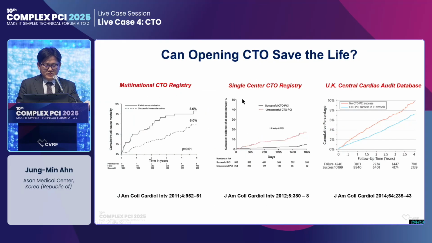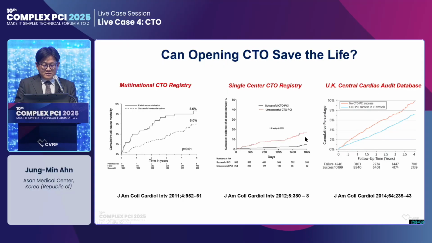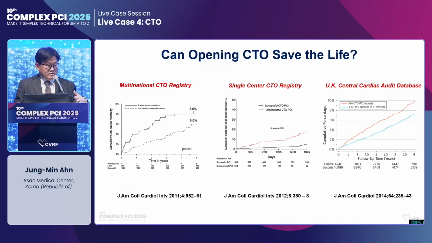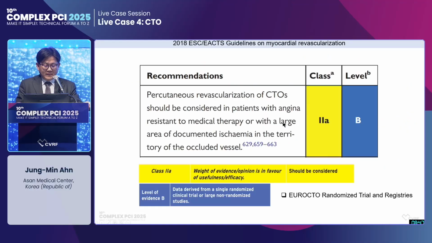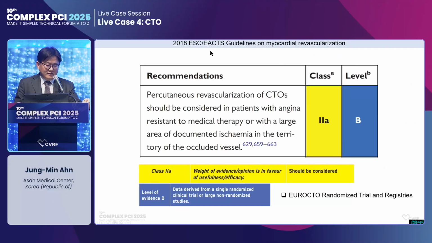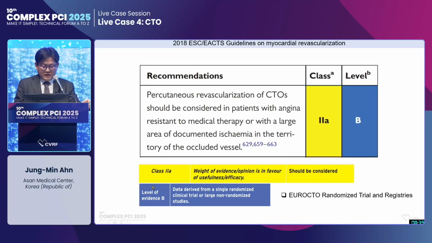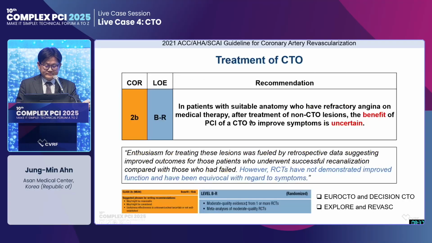Multinational CTO registry, single center CTO registry, UK registry consistently demonstrated that the failed CTO was associated with worse survival and successful CTO associated with better survival. So in the 2018 European guideline, CTO intervention was considered a 2A indication. 2A means it should be considered.